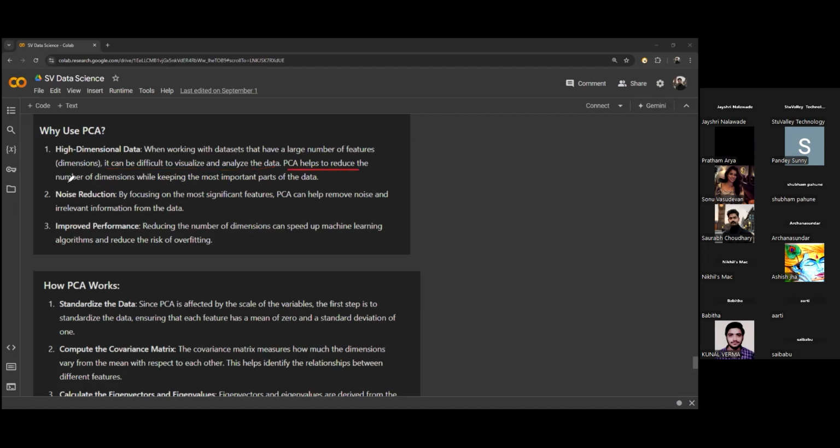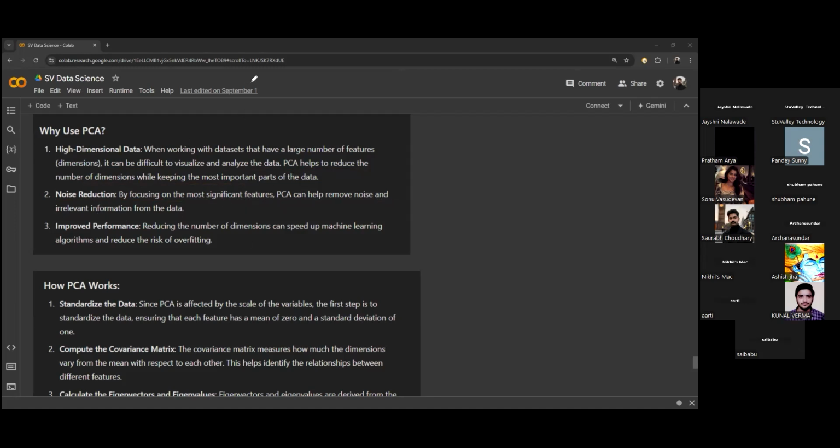PCA helps to reduce the number of dimensions while keeping the most important part, keeping the quality. Noise reduction: by focusing on the most significant features, PCA can help remove noise and irrelevant information from the data.